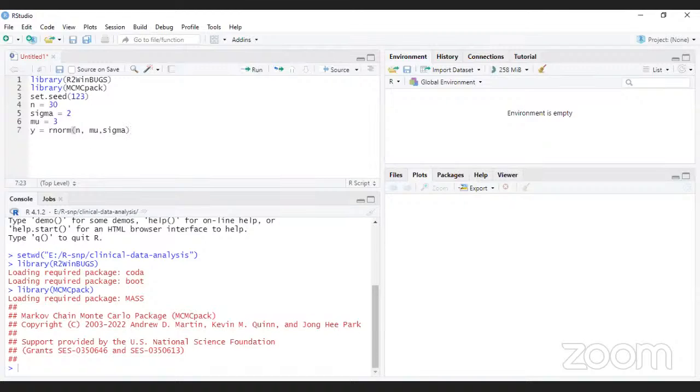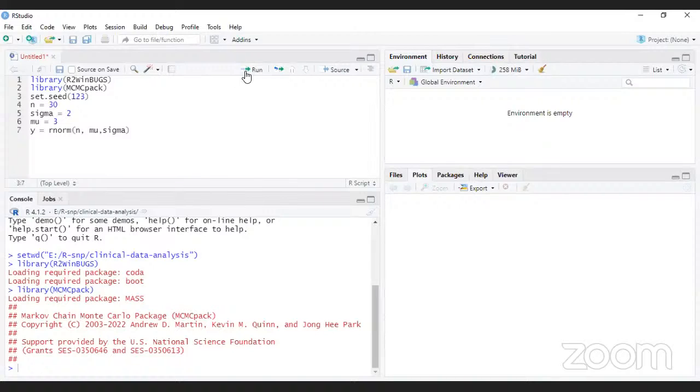So we've done the package installation for everybody. Yes or no? So the package installation is done. That is our R2WinBUGS and MCMCpack. Everybody. Okay, if it is done, let us do this.